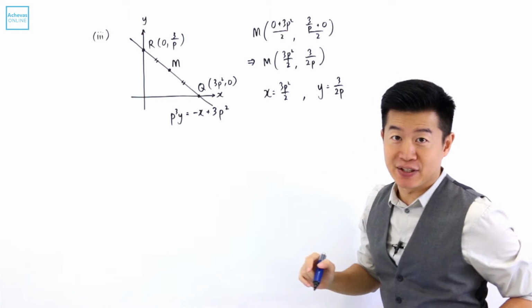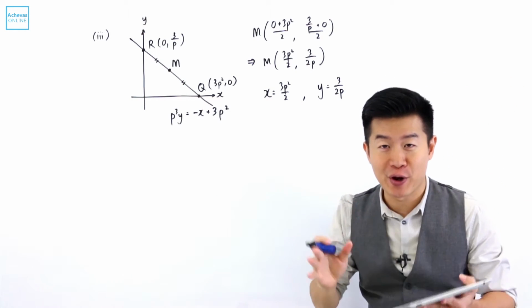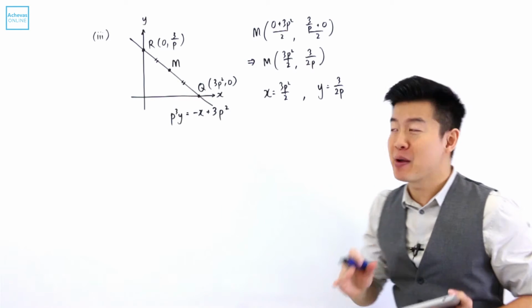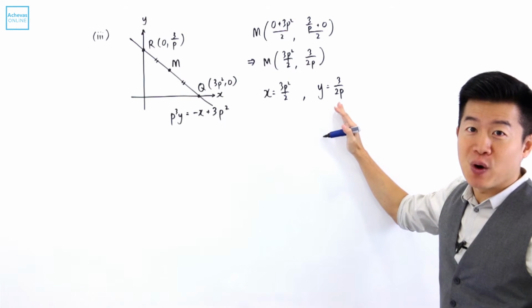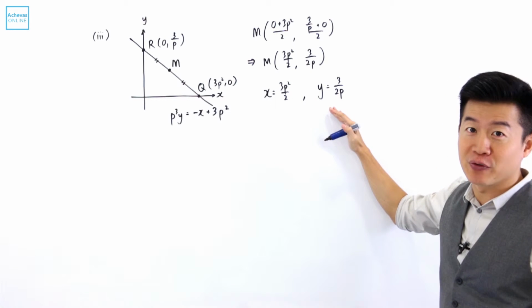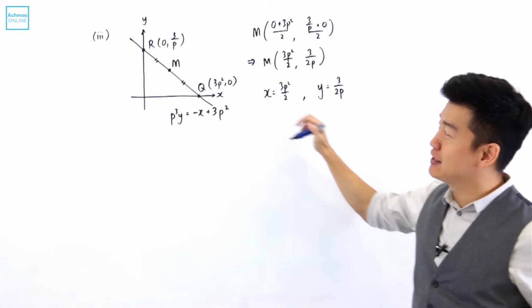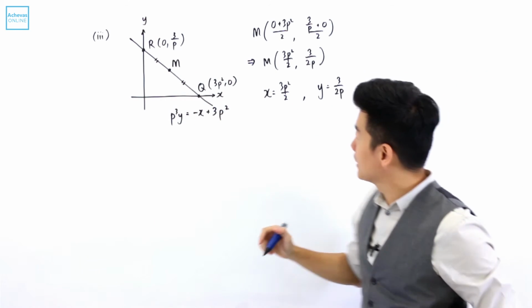And since p is a variable, you know what we have gotten now? We have gotten a new pair of parametric equations, a pair of parametric equations in terms of p, and what we are supposed to do is just to find the Cartesian equation of this new pair of parametric equations. And that Cartesian equation will then represent the locus of M.